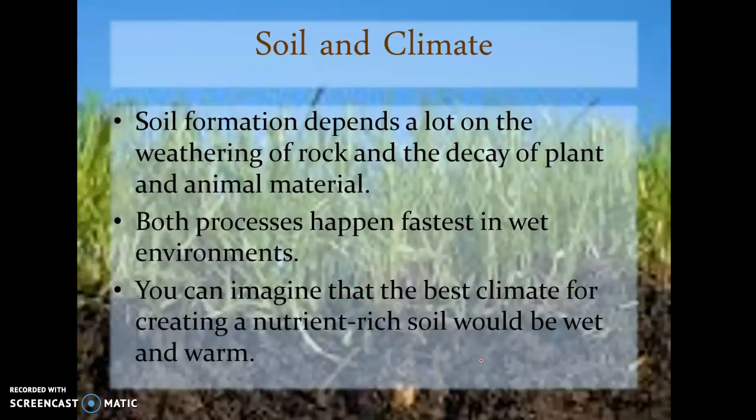So different climates have different soil types. You may have noticed that soil, even just in one part of the United States, is different than another part. Soil formation depends on what type of rock is being weathered and what type of plant and animal material is available. For example, in wet environments, such as a jungle, there's a lot of weathering and there's a lot of decay of plants and animals. So the soil in a jungle is much richer than, for example, soil in a desert.